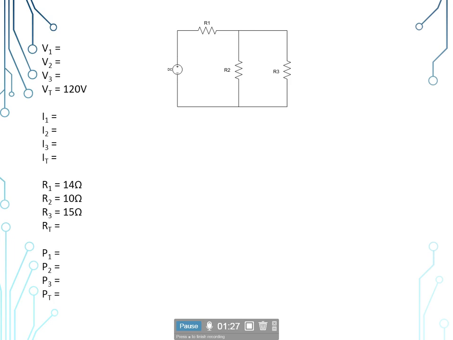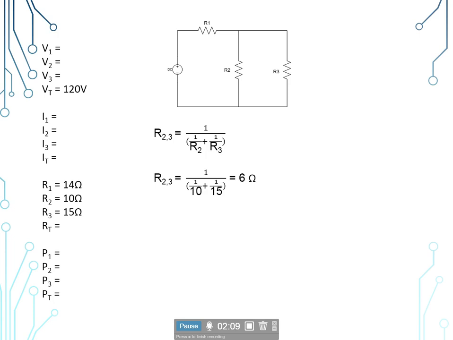Since there's only two branches, we could use the product over sum, where it'd be R sub 2 times R sub 3 divided by, open parentheses, R sub 2 plus R sub 3, close parentheses. We'll get the same answer, but we're going to go ahead and use the reciprocal formula like we have been using. So R sub 23 is equal to 1 divided by, open parentheses, 1 over R sub 2 plus 1 over R sub 3, close parentheses. R sub 2 will be 10 ohms and R sub 3 will be 15 ohms. And when we plug that in, that gives us a 6 ohm total for the parallel portion of the circuit.